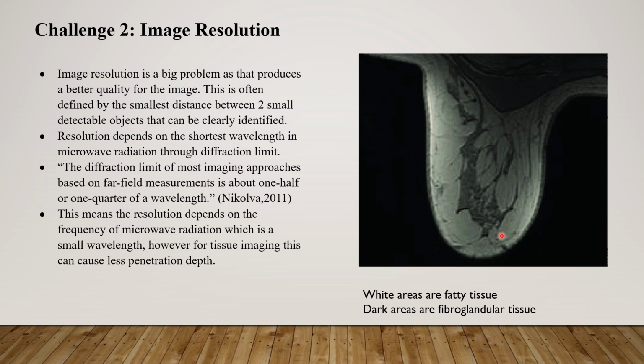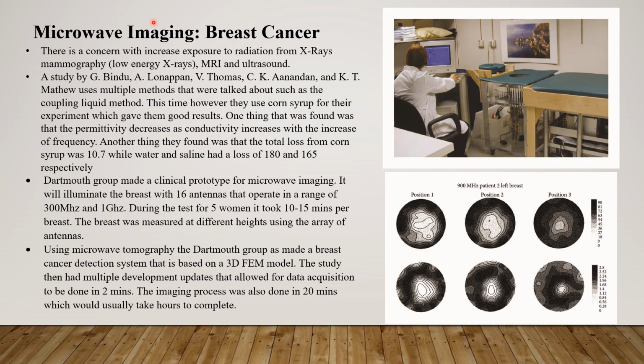So right here, you can clearly see the different tissues because this is a better quality image. Now we're using microwave imaging for breast cancer, as you can see with this contraption here and these images that were taken using that contraption. These people use multiple methods that were talked about, such as the coupling liquid method. This time, however, they used corn syrup for their experiment, which gave them good results.